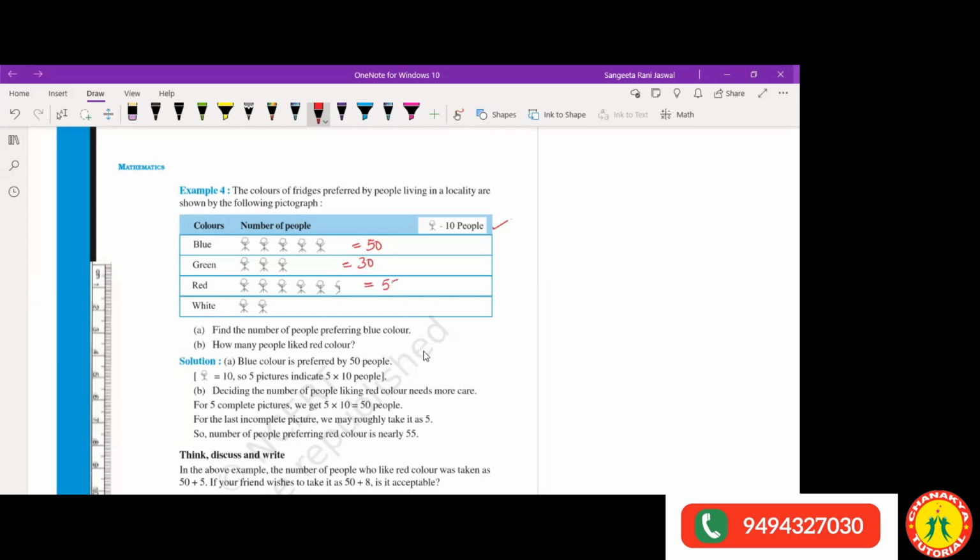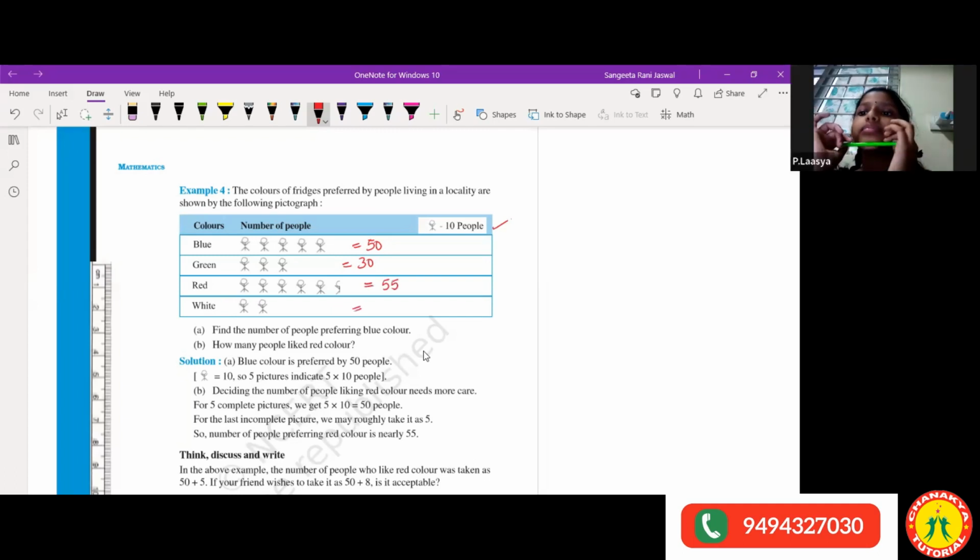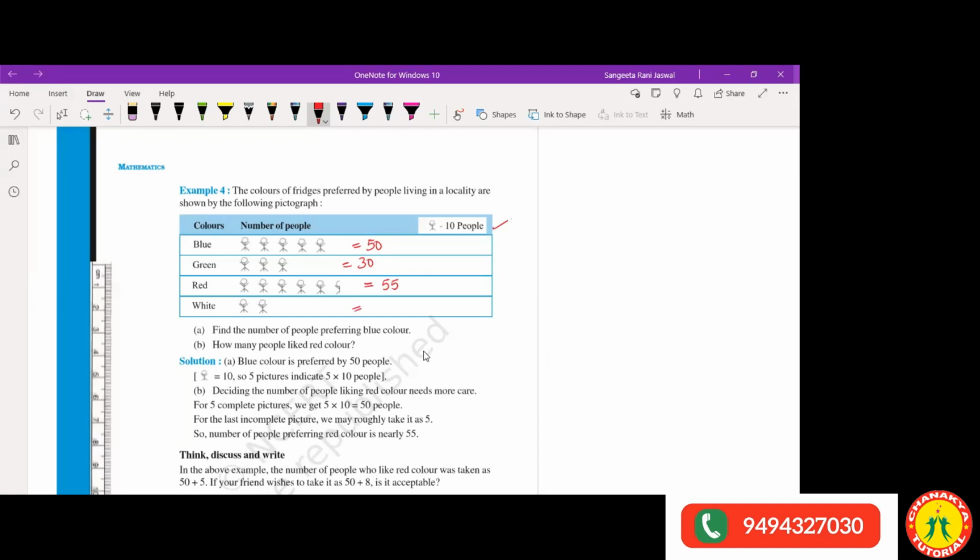Okay, are you understanding this? Half picture means half of the number. White has 2 pictures, that means 2 into 10, 20. These are examples. Now let's see what questions are asked here.